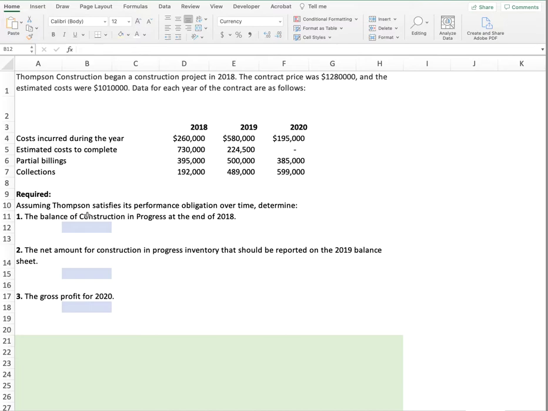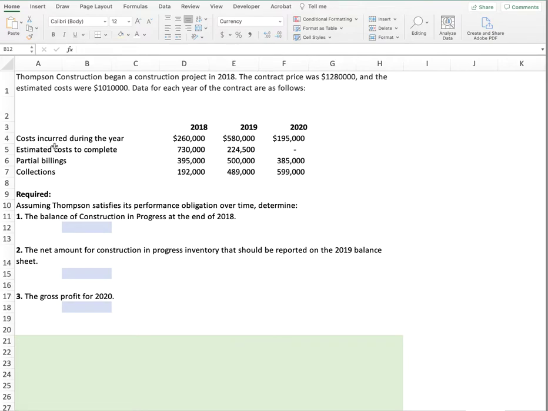Right, in this problem, we're looking at Thompson Construction. They began construction on a project in 2018. The contract price was $1,280,000 and the estimated cost was $1,010,000. Data for each year of the contracts are as follows.